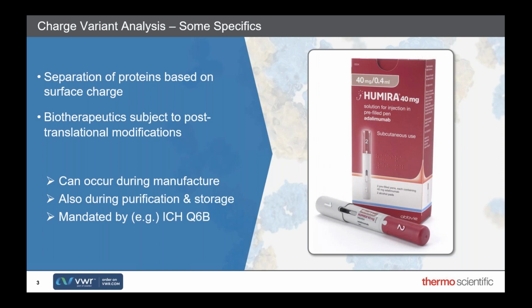Ion exchange charge variant analysis is used to identify some or hopefully all of those modifications. And as most of you will know, charge variant profile is mandated by the regulators and by regulations such as ICH Q6B.